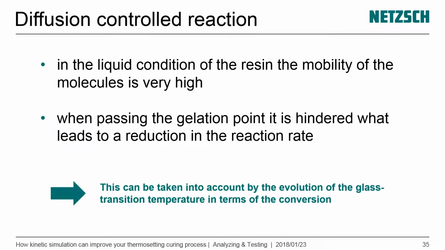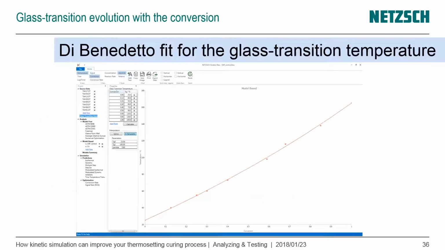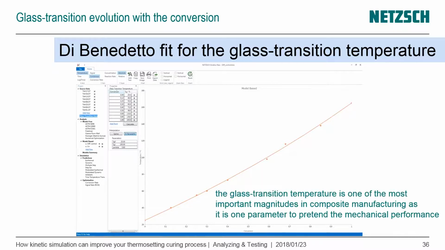But we can take this into account. What we need for this is the evolution of the glass transition temperature of this material in terms of the conversion or the degree of cure. This looks like this behavior. This is the glass transition temperature evolution for the conversion between 0 and 100%. And if we take this into account, we can model the cure behavior at the end of cure, so from 60% to 100%.